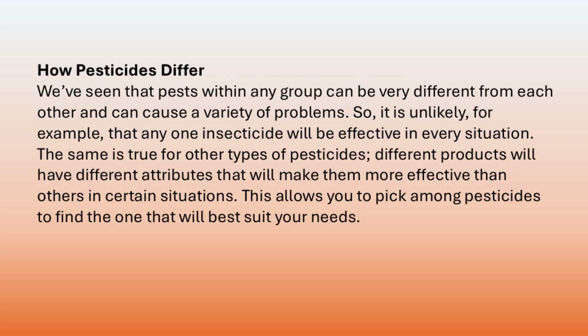How pesticides differ. We've seen that pests within any group can be very different from each other and can cause a variety of problems. So, it is unlikely, for example, that any one insecticide will be effective in every situation. The same is true for other types of pesticides. Different products will have different attributes that will make them more effective than others in certain situations. This allows you to pick among pesticides to find the one that will best suit your needs.